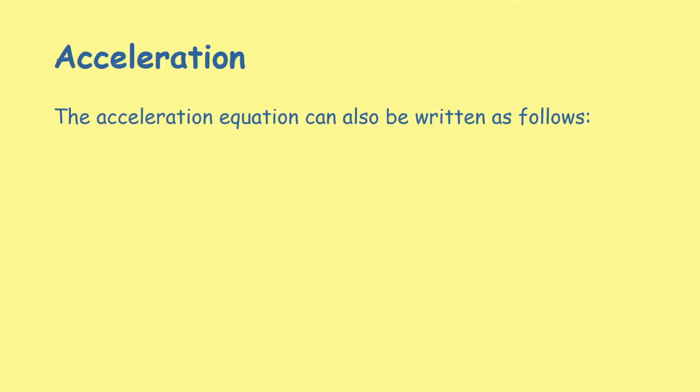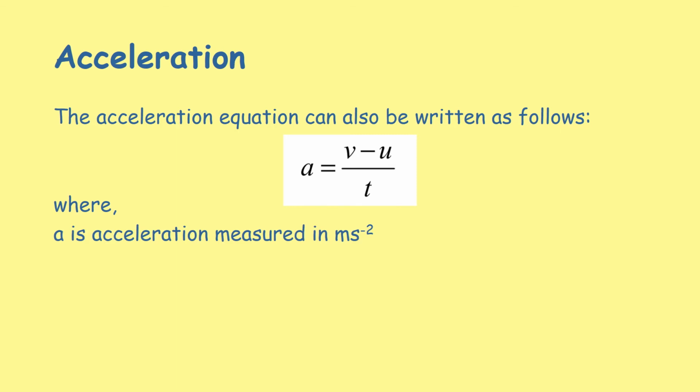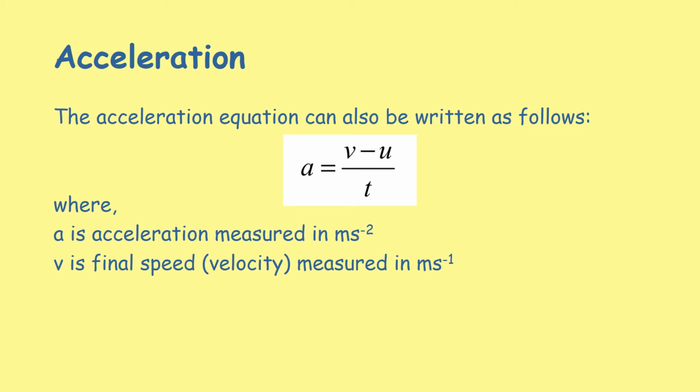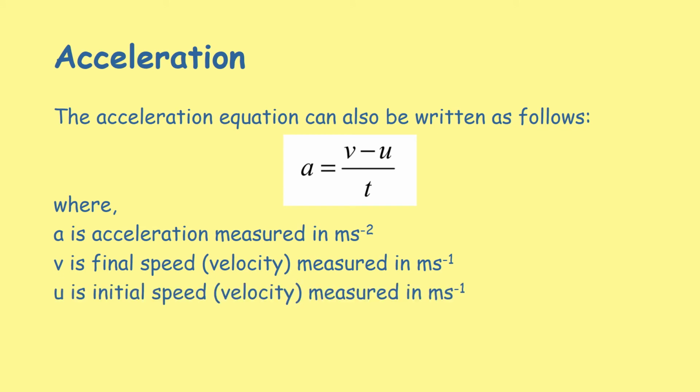As well as writing our equation a equals delta v over t, we can also write the acceleration equation as follows. a equals v take away u divided by t, where a is our acceleration measured in meters per second squared, just like before. v is our final speed measured in meters per second. u is our initial speed measured in meters per second, and t is the time for the change measured in seconds.